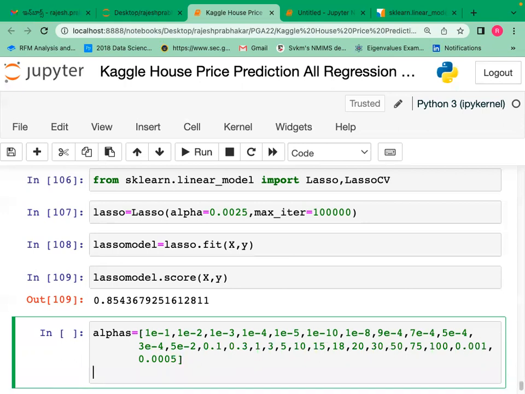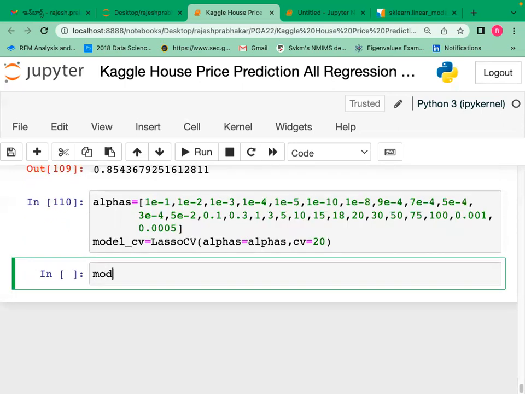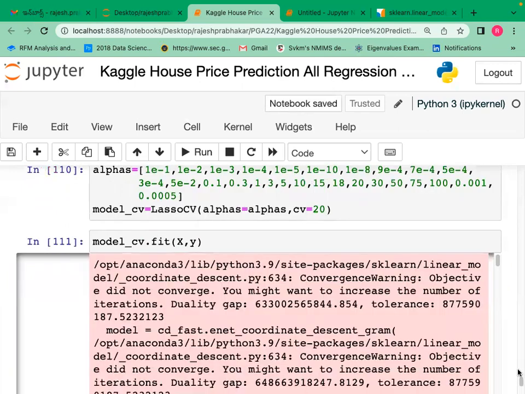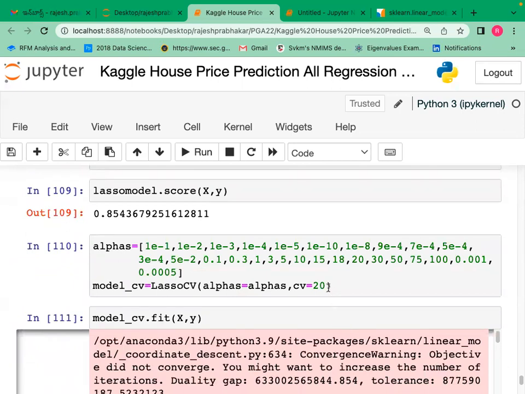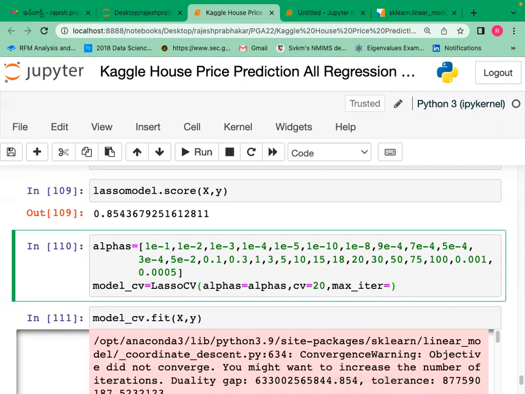Okay. model_cv is equal to LassoCV, cross validation, alphas is equal to alphas, cv is equal to 20. model_cv.fit(X, y). Oh, convergence warnings we got. We have to increase max_iter to 50,000.